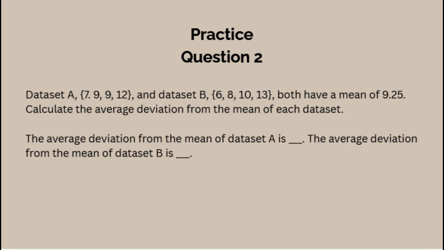Here's practice question number 2. Data set A and data set B both have a mean of 9.25. Calculate the average deviation from the mean of each data set. Pause it, figure it out, come back.